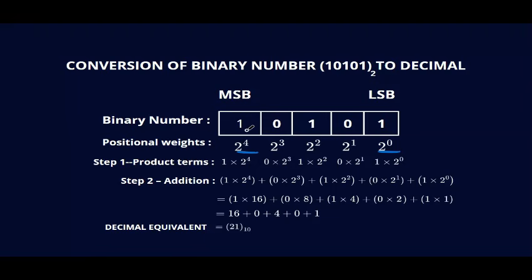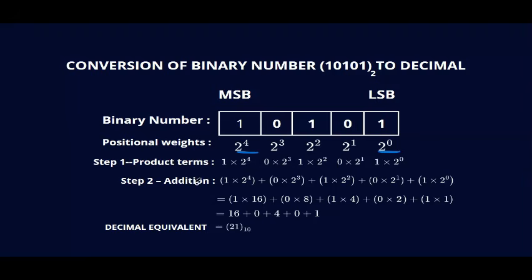Here we multiply the MSB with its corresponding weight, that is 1 into 2 raised to 4. Similarly, 0 into 2 raised to 3, 1 into 2 raised to 2, 0 into 2 raised to 1, and 1 into 2 raised to 0. These are the product terms.